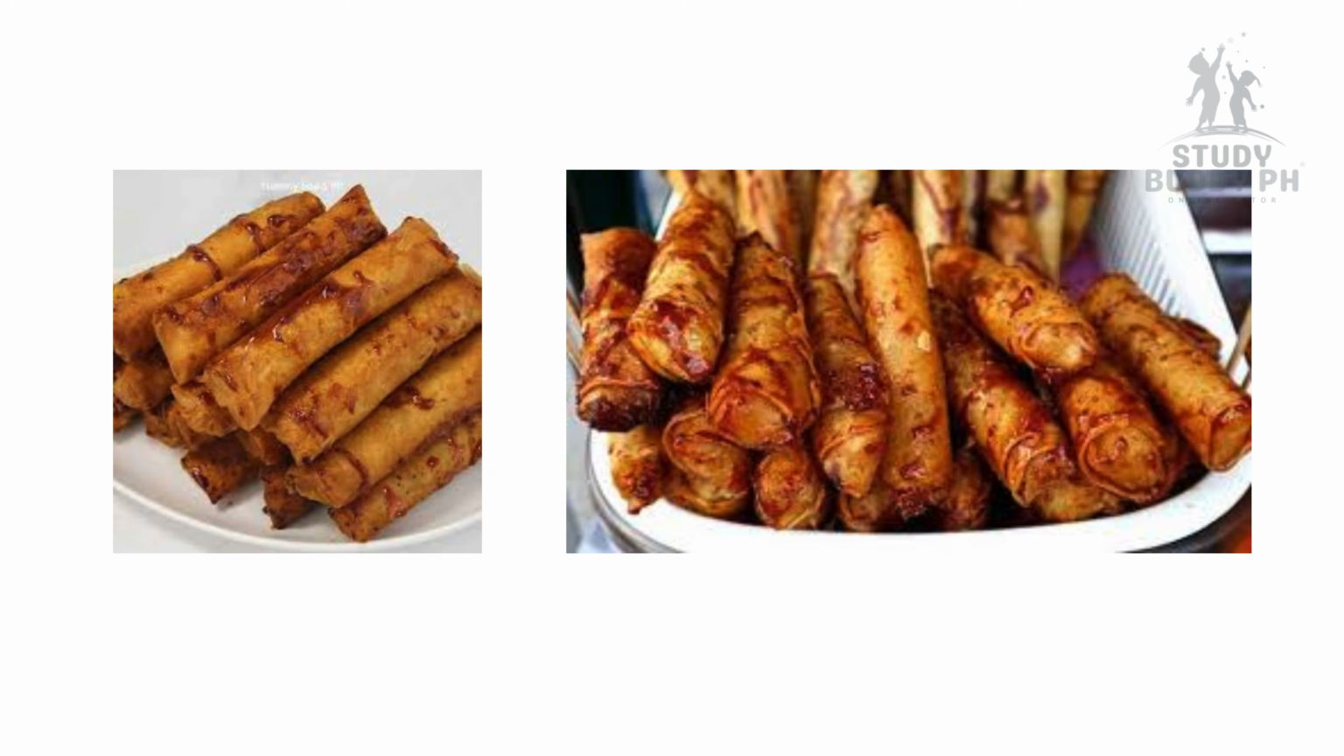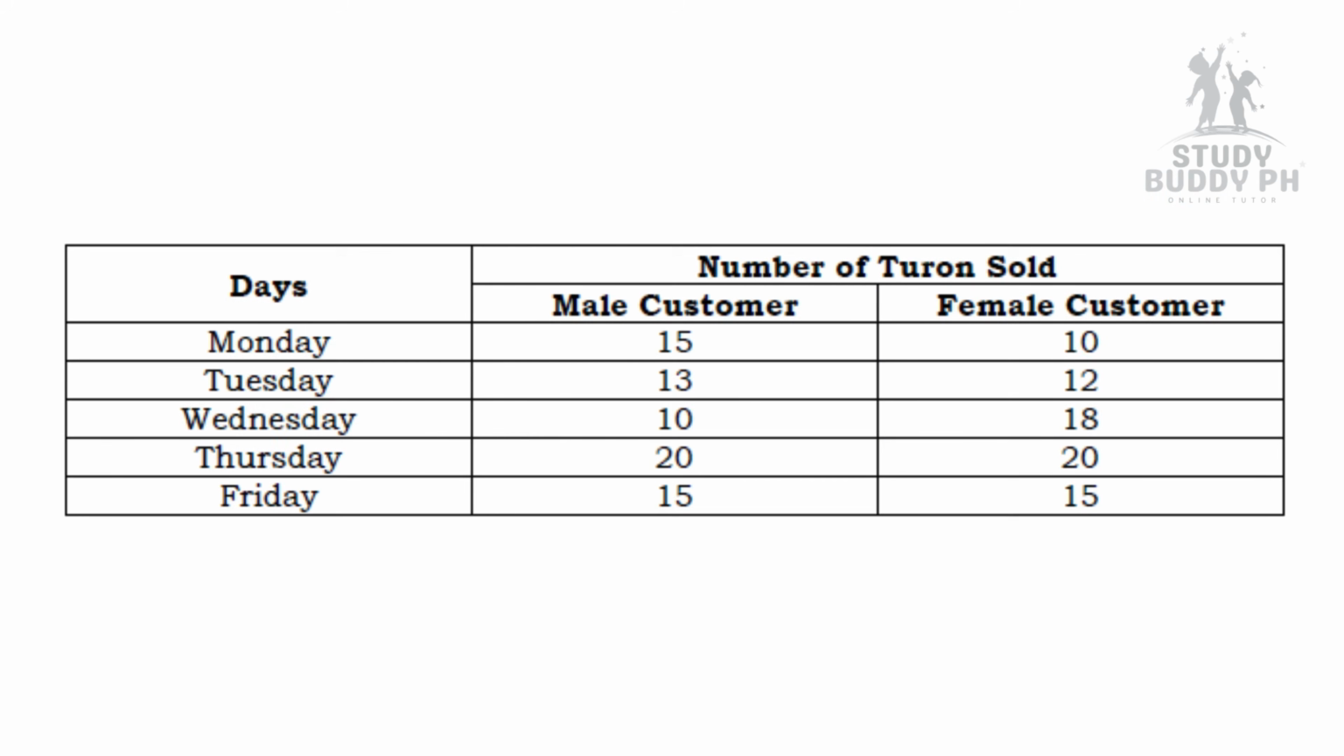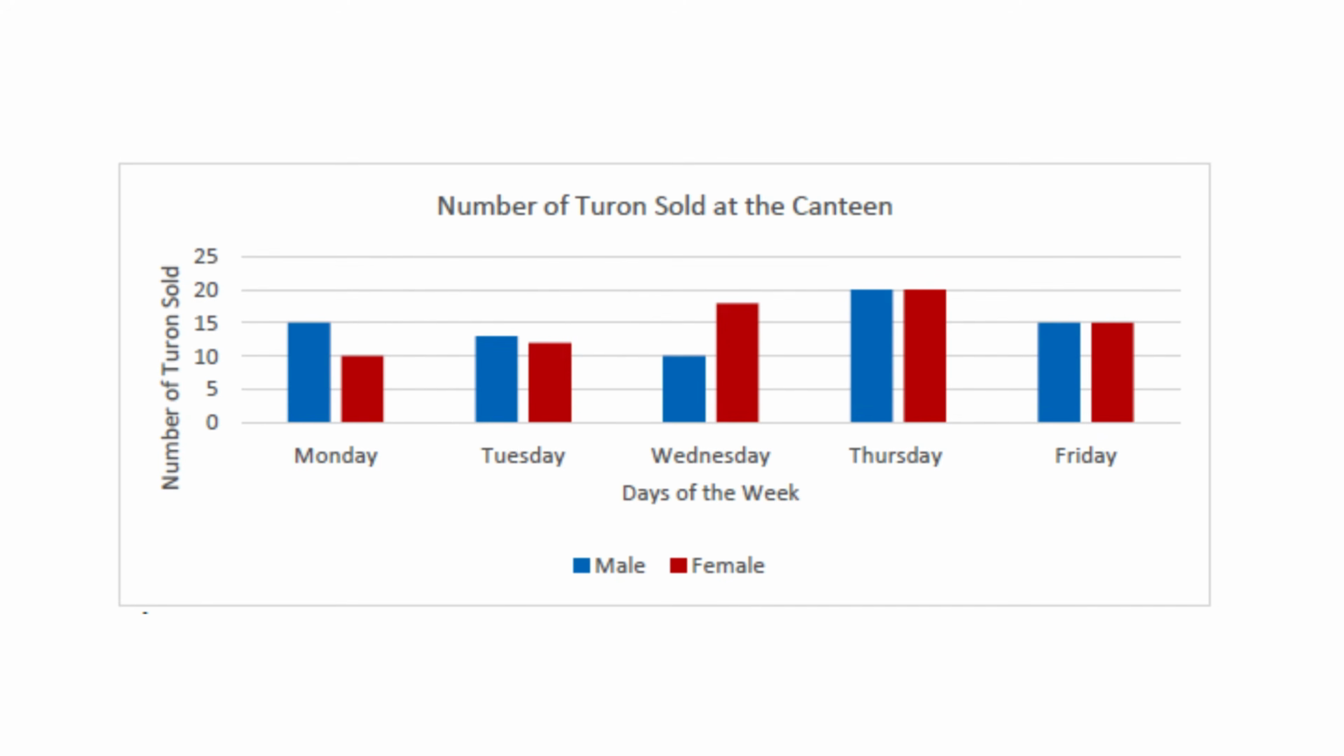Let's say our school canteen sold turon this week. On Monday, 15 were bought by male students and 10 by female students. By Friday, both groups bought 15 each. But wait, just reading the table is kind of boring, right? What if we can see this information instead of just reading it? That's where our double bar graph comes in.